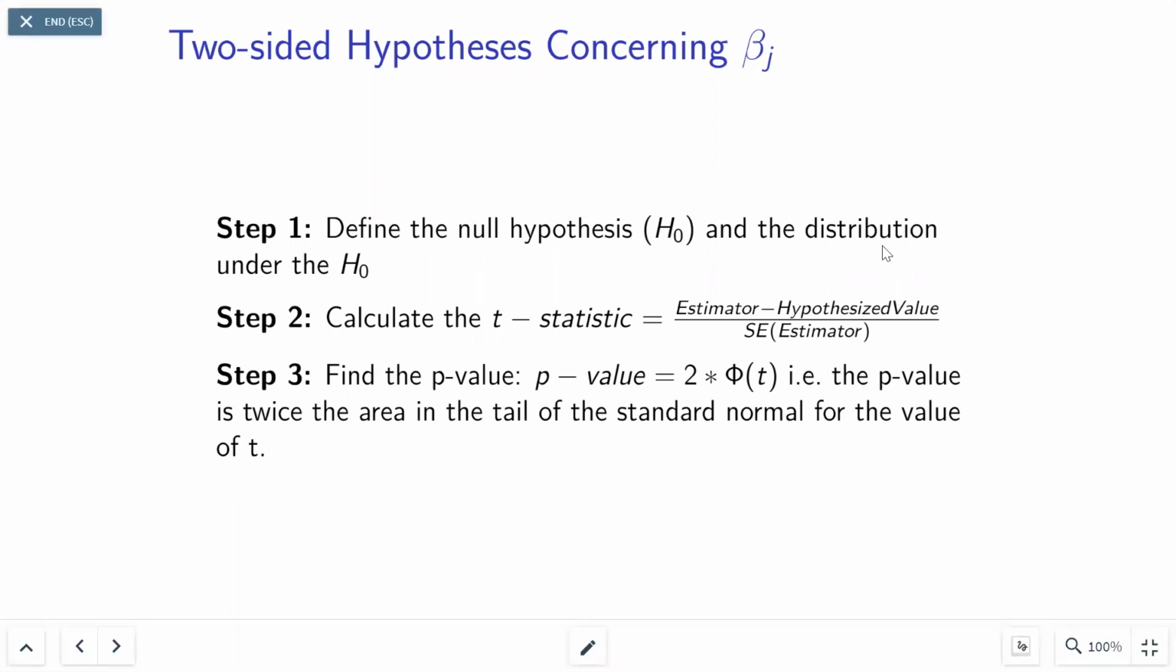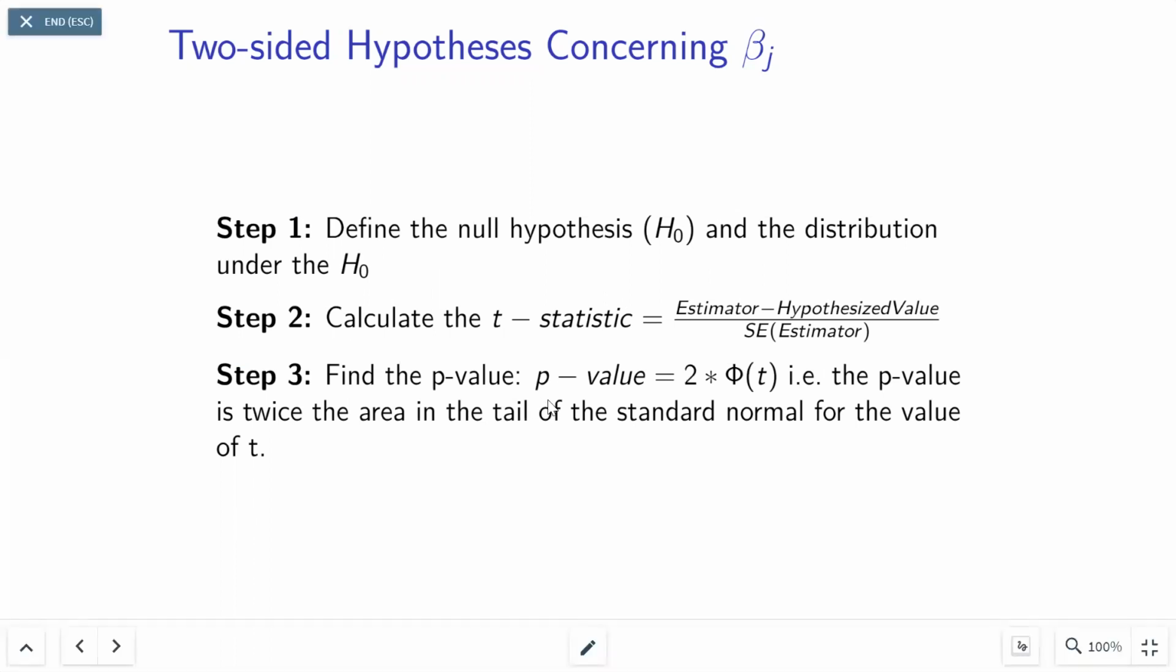Then, assuming the estimated beta hat follows a normal distribution, you estimate the t-statistic using the estimator minus the hypothesized value, which in this case is equal to 0, and then divided by the standard error of the estimator. If the t-statistic is greater than 1.96 for a two-tailed test, then you have enough evidence to reject the null. Otherwise, you don't have enough evidence to reject the null.